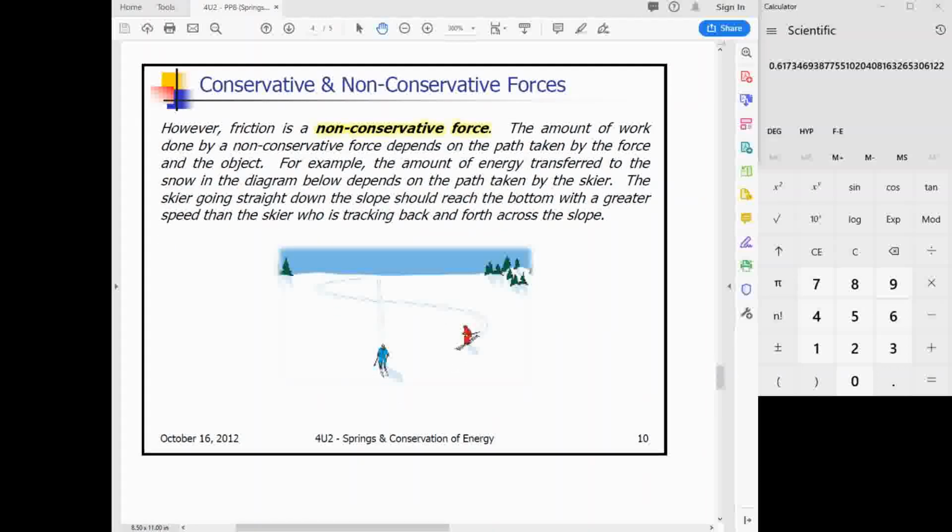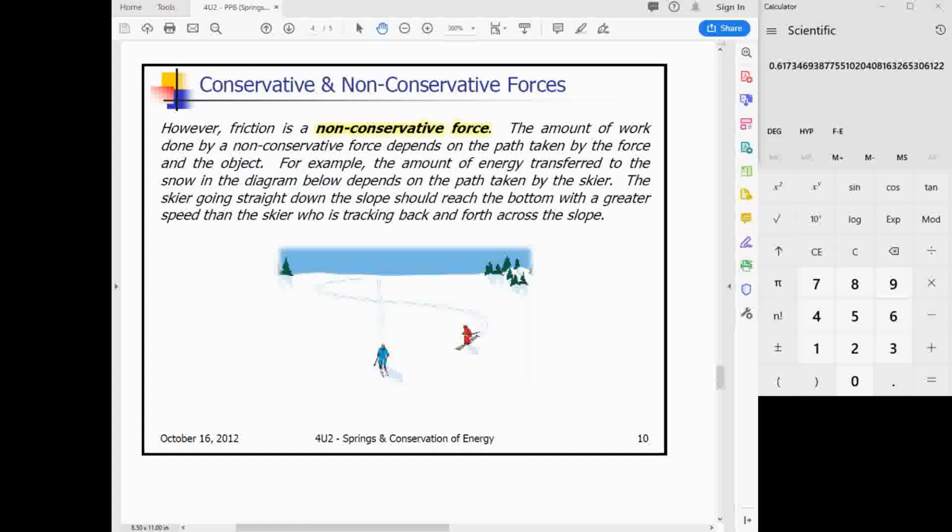But friction is a non-conservative force. So the amount of work done by a non-conservative force depends on the path taken. So when you consider friction, if you are traveling a longer distance and experiencing friction, the amount of work will be different, because you were experiencing that force for a longer time, since you were traveling a longer distance.